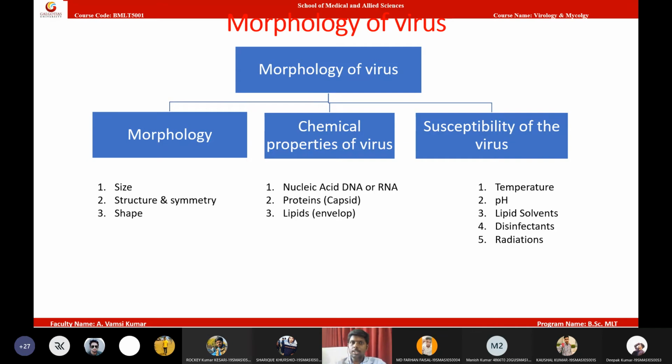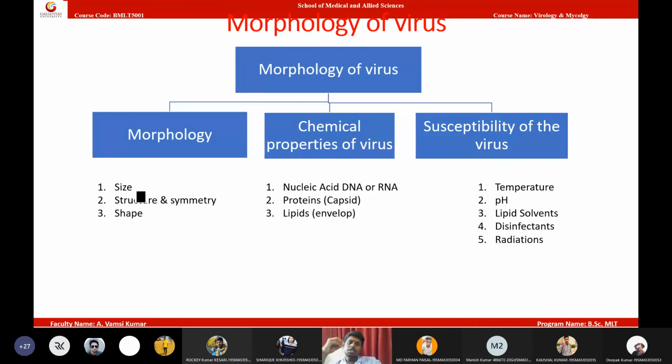Now tell me, students, what is the average size of a virus? 300 nanometers. What is an example of the largest virus? Smallpox. Very good. And the smallest virus? Parvovirus. Very good. 20 nanometer. Very good.